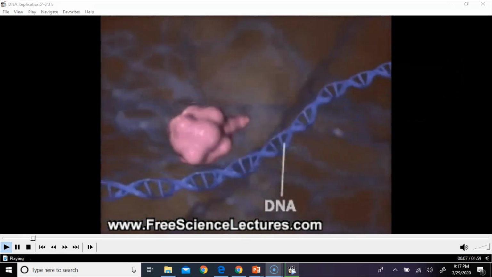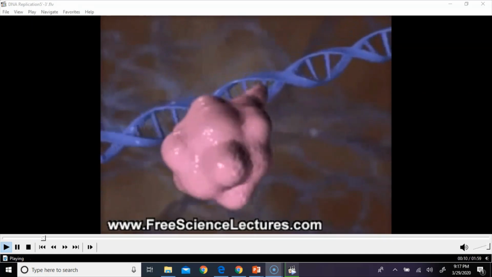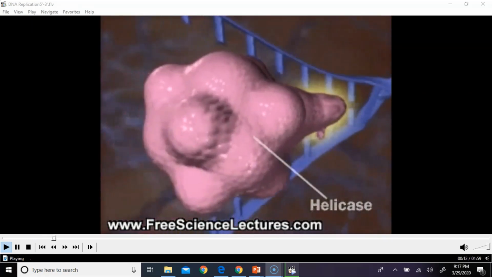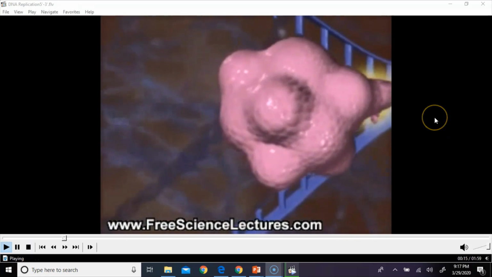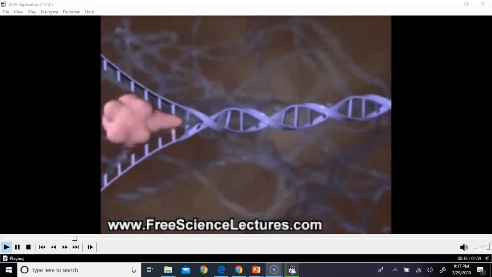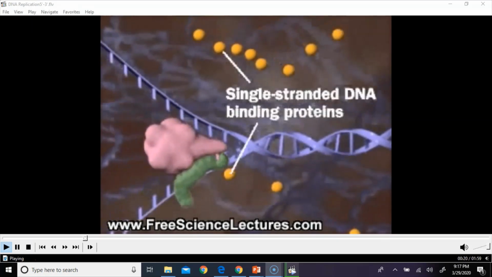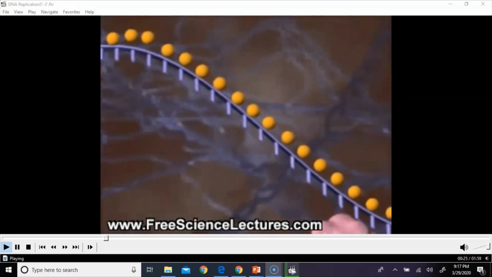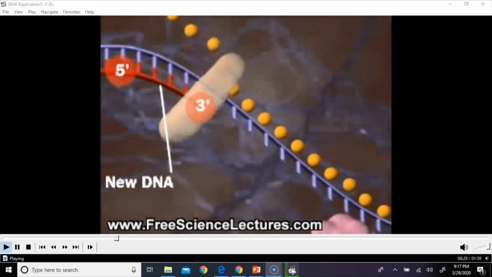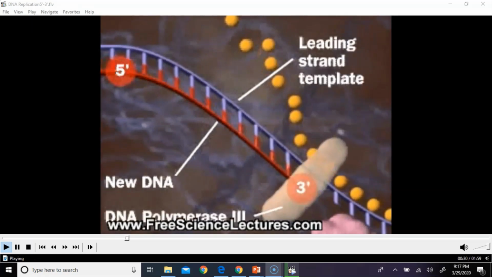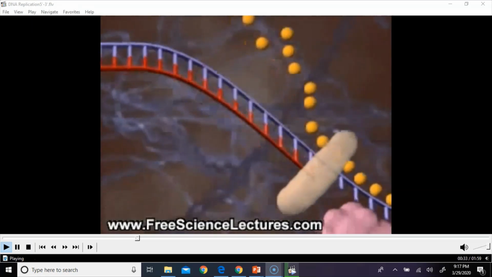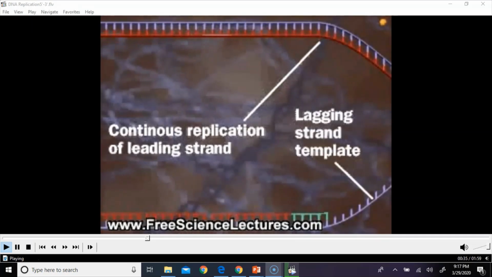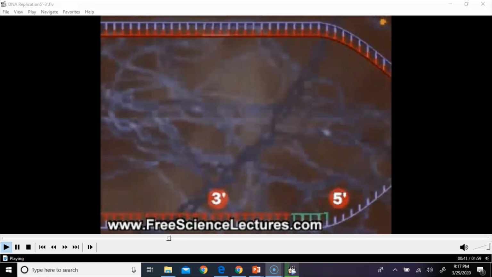When DNA replicates, its strands are separated by the enzyme helicase. Single-stranded DNA binding proteins keep the strands from reannealing. One DNA strand encodes the leading strand, which forms from its 5' to its 3' end, using DNA polymerase 3. No problem here, but the lagging strand presents problems. It has to form from 5' to 3' too. It forms in pieces called Okazaki fragments.